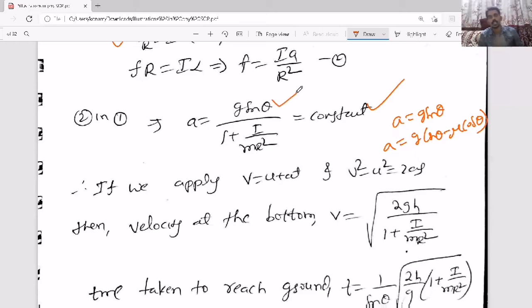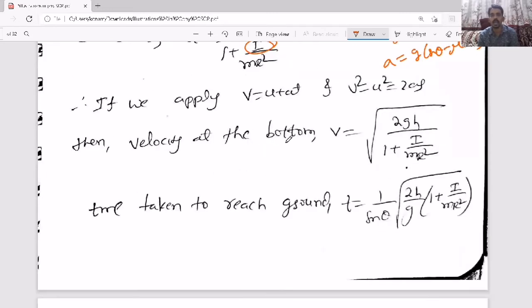So they can ask you a question like, if a ring, disc, sphere, cylinder, hollow or solid, is allowed to roll down, which will move with greater acceleration and which will move with lesser acceleration? That all depends on what factor here? Moment of inertia, because all the remaining factors are the same. So they can ask you a comparison based question.